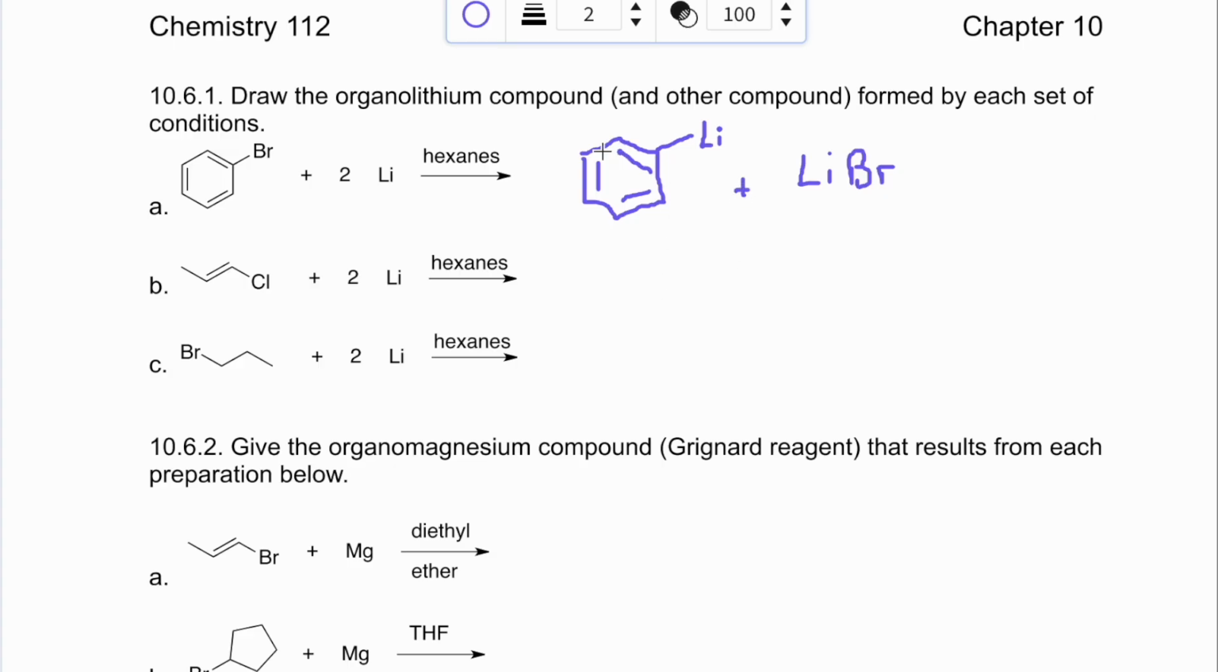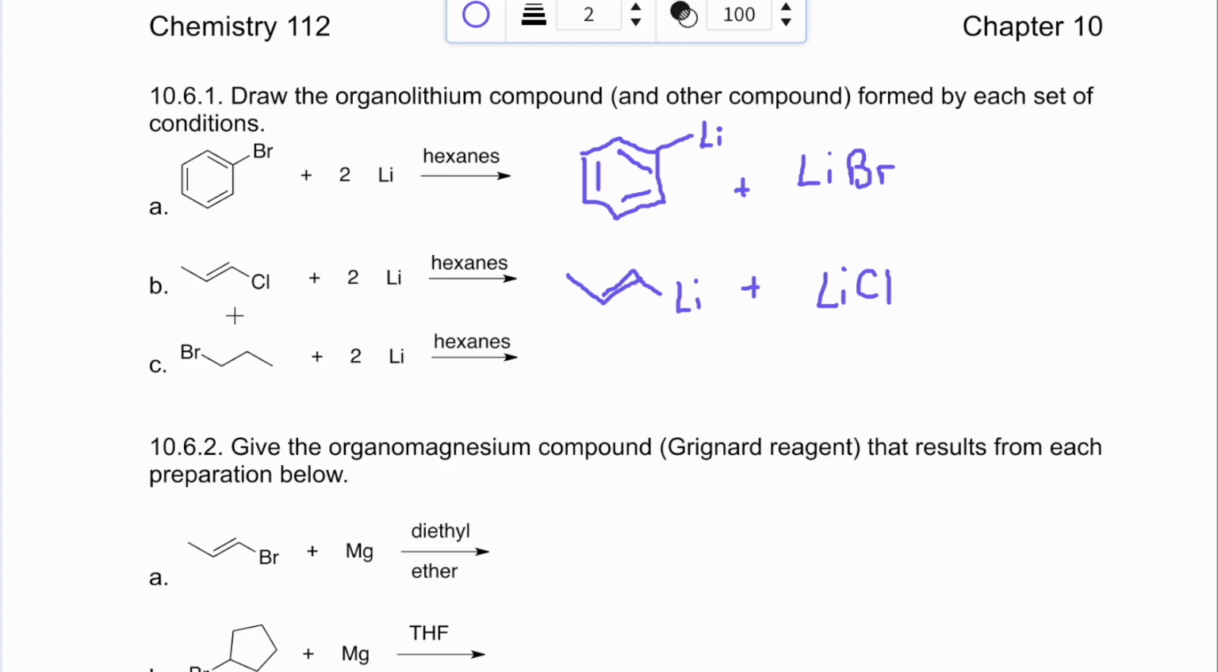We are not covering the mechanism for this reaction. We're just knowing that it is a way to make alkyl lithium reagents. Alkyl lithium reagents are pretty harsh, so this chapter is using them as an intermediate to make the lithium diorganocopper reagents. So this works with an aryl halide, so a halogen that is attached to a benzene ring.